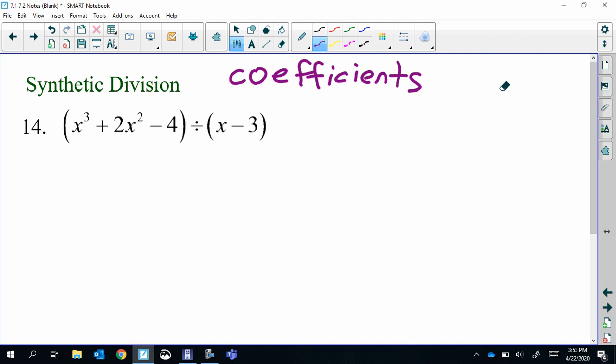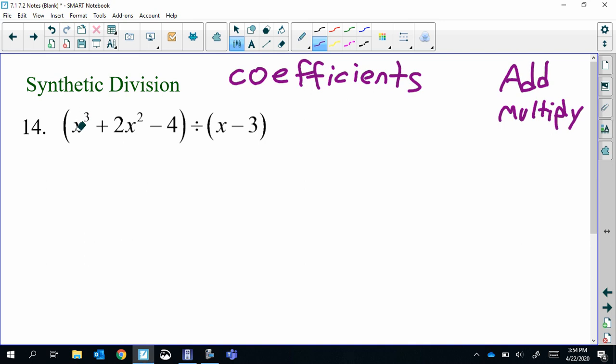You add and multiply. Those are your same 2 steps for synthetic division. You just do them over and over and over again throughout the entire process. So, first part is coefficients only.